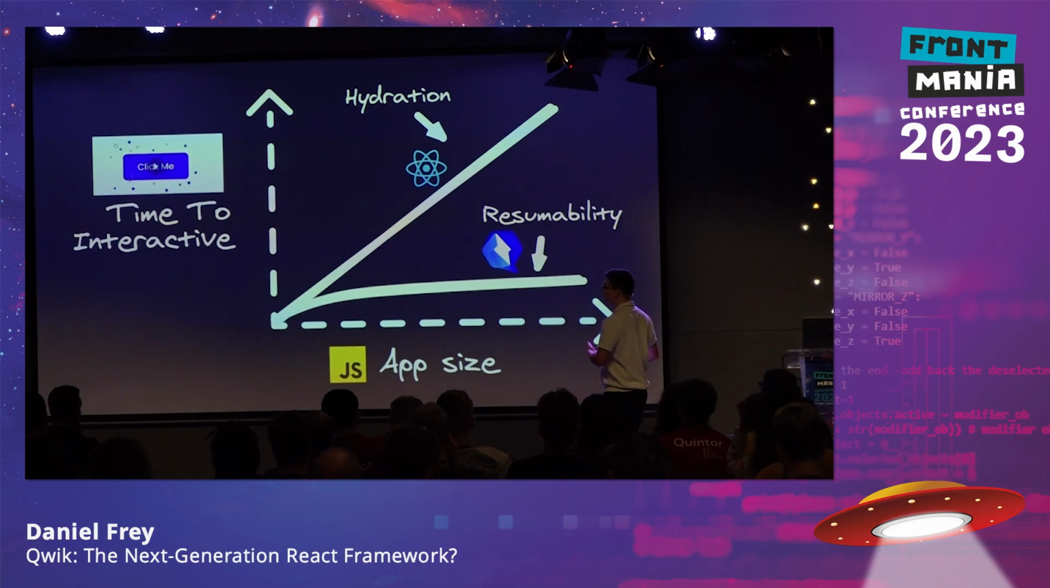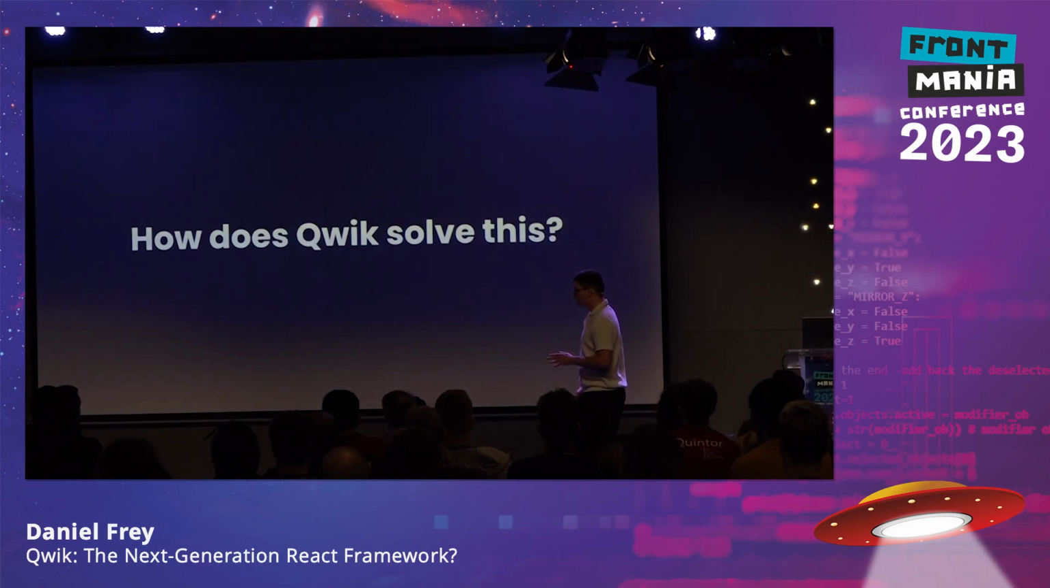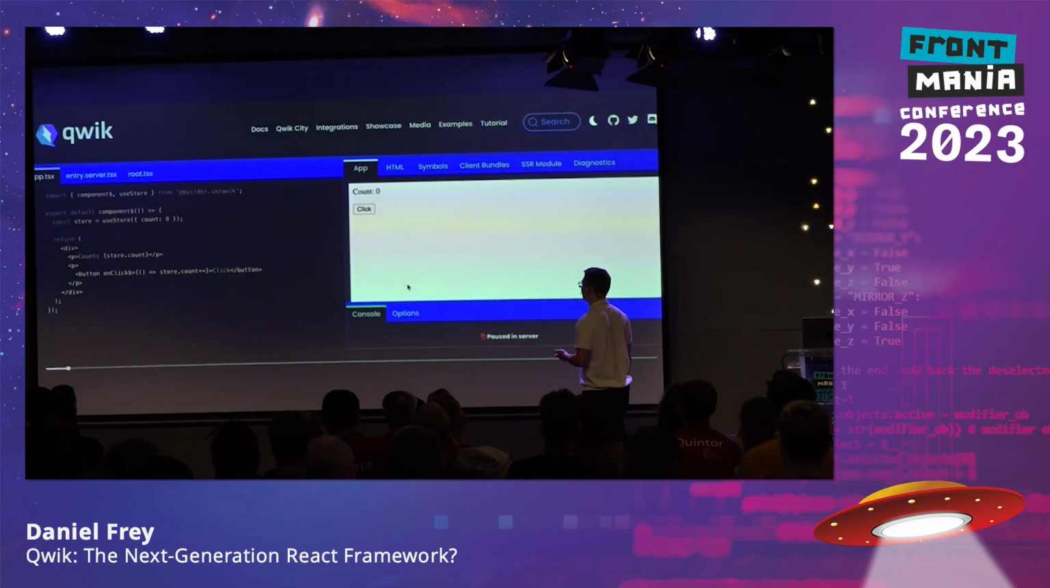And with Qwik, which uses resumability, it's not affected. So they don't really care how much cool stuff you have on your page. It's going to just stay consistently fast. We're just going to see it in a second. So how does it solve it, right? Let's have a look at a small demo.